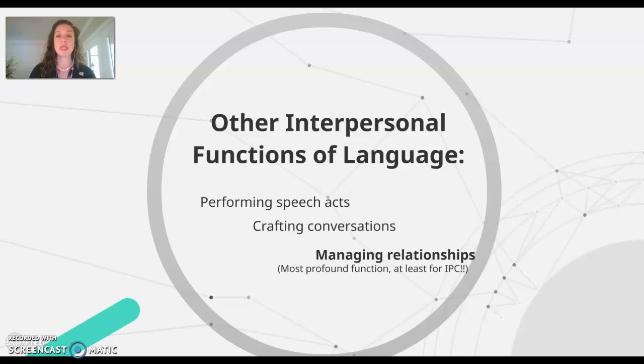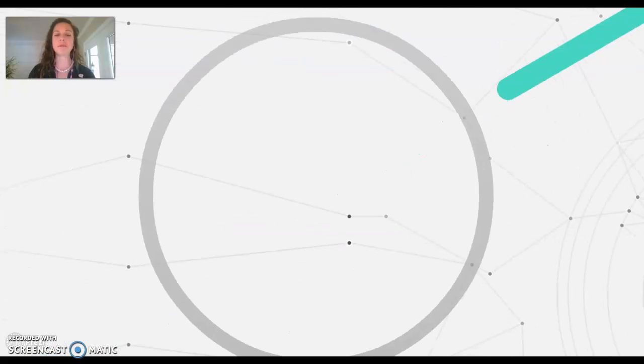But we also use verbal language to manage our relationships. And that is the most important function as it relates to interpersonal communication, because that is how meaning creation is possible, through using verbal language in interpersonal encounters, right? It's like how we express ourselves and declare our feelings. It's how we connect ourselves. It's also how we detach ourselves. It's how we hurt people's feelings and do other things to communicate our needs. So very profound, very interesting.